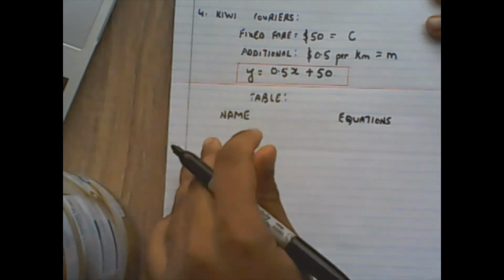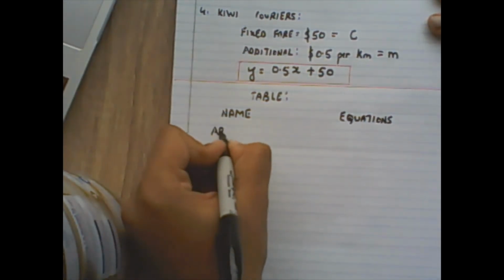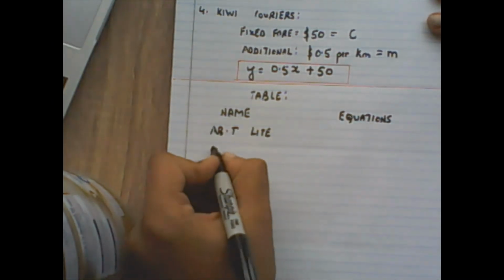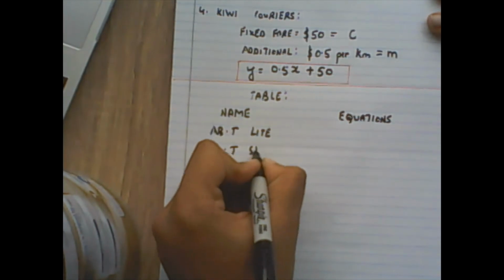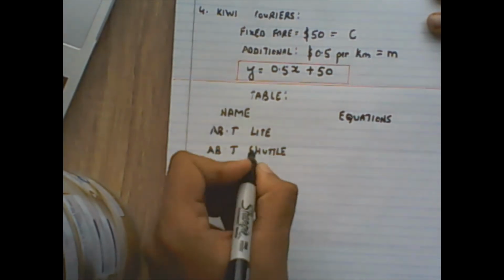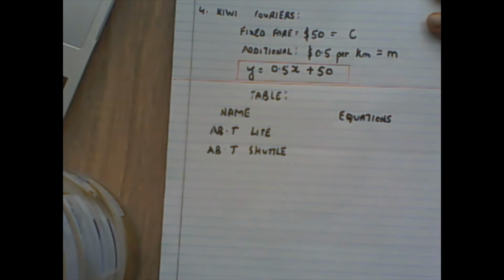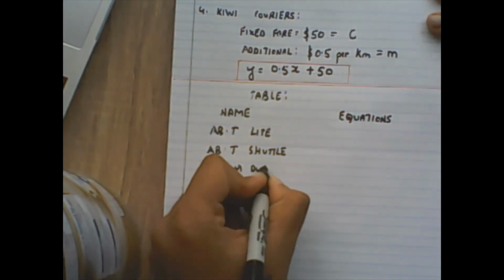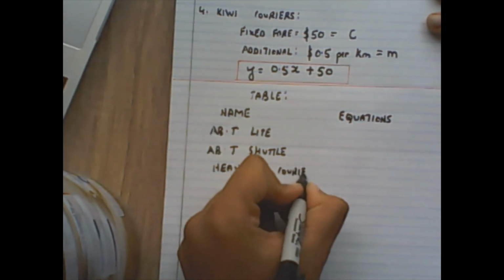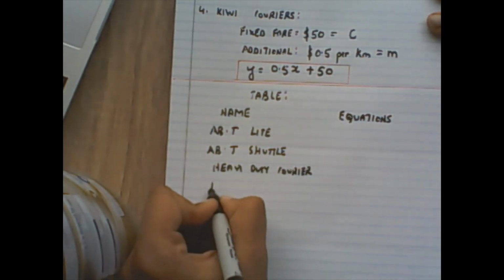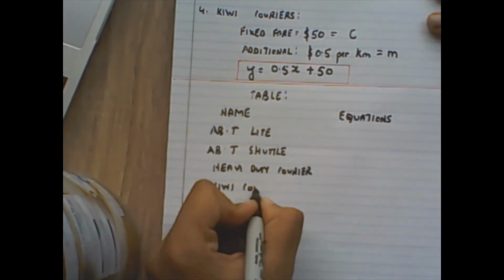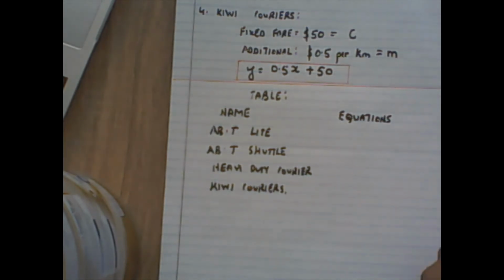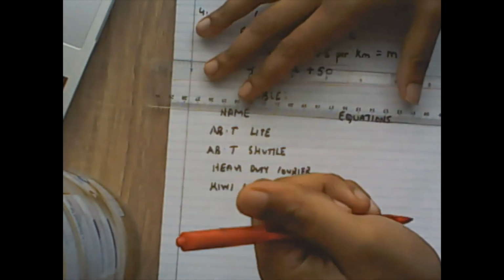So I have 4 different names. The first one is AB Transport, which has something called Light. So I'm writing all the short forms. The second one is AB Transport called Shuttle. And I've got another company that's called Heavy Duty Courier. And my last one is a Kiwi company, so Kiwi Couriers. All right, so I've got 4 companies. So let me quickly draw my table.